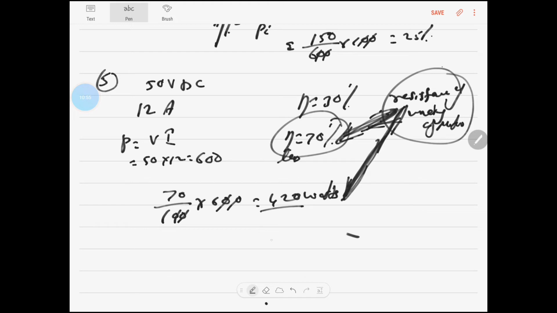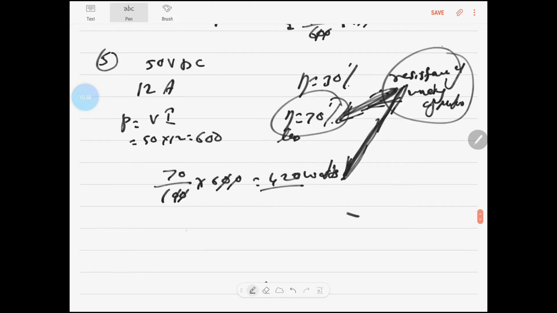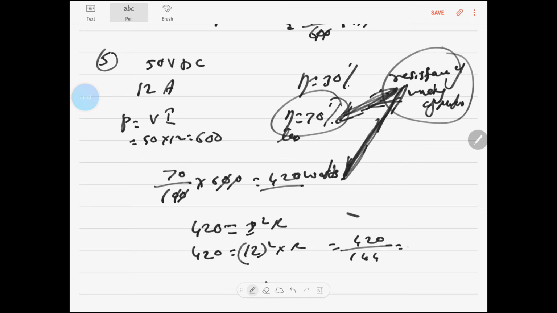I'm going to use the formula, power 420 is equal to, I want to find the resistance. So I use the formula I square R because current has been given. So it's 12 whole square into R. So 420 by 144, which will give you 22.9 ohms. I know the current has been given, so I'm using that to find it, okay?